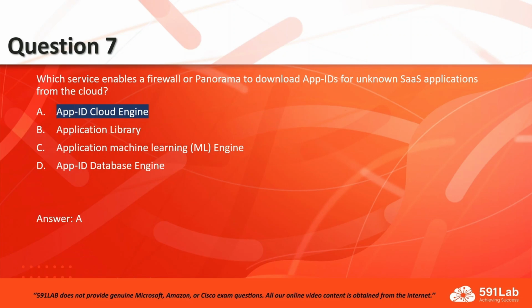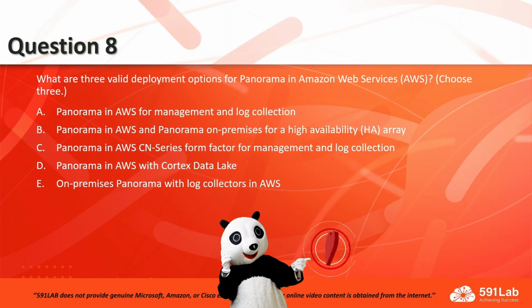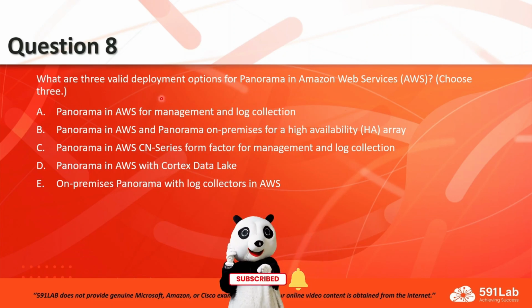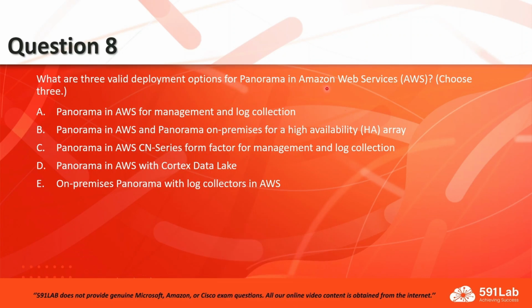Let's go to question number 8, the last question. The question is as follows. What are 3 valid deployment options for Panorama in Amazon Web Services or AWS? Choose 3. The options are as follows. A. Panorama in AWS for management and log collection, or B. Panorama in AWS and Panorama on-premise for high availability, or C. Panorama in AWS CN-Series for management and log collection, or D. Panorama in AWS with Cortex Data Lake, or E. On-premise Panorama with log collectors in AWS.